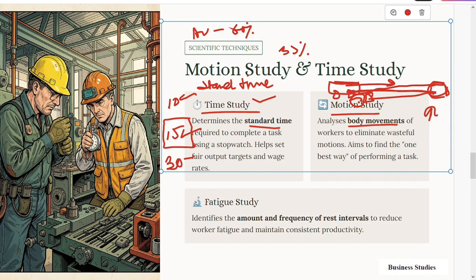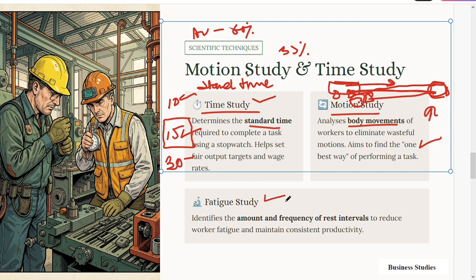So this is called motion study, wherein body movements and other movements of the production are studied and unwanted movements are eliminated from the production process to increase the productivity. This is called motion study. Then comes the fatigue study.